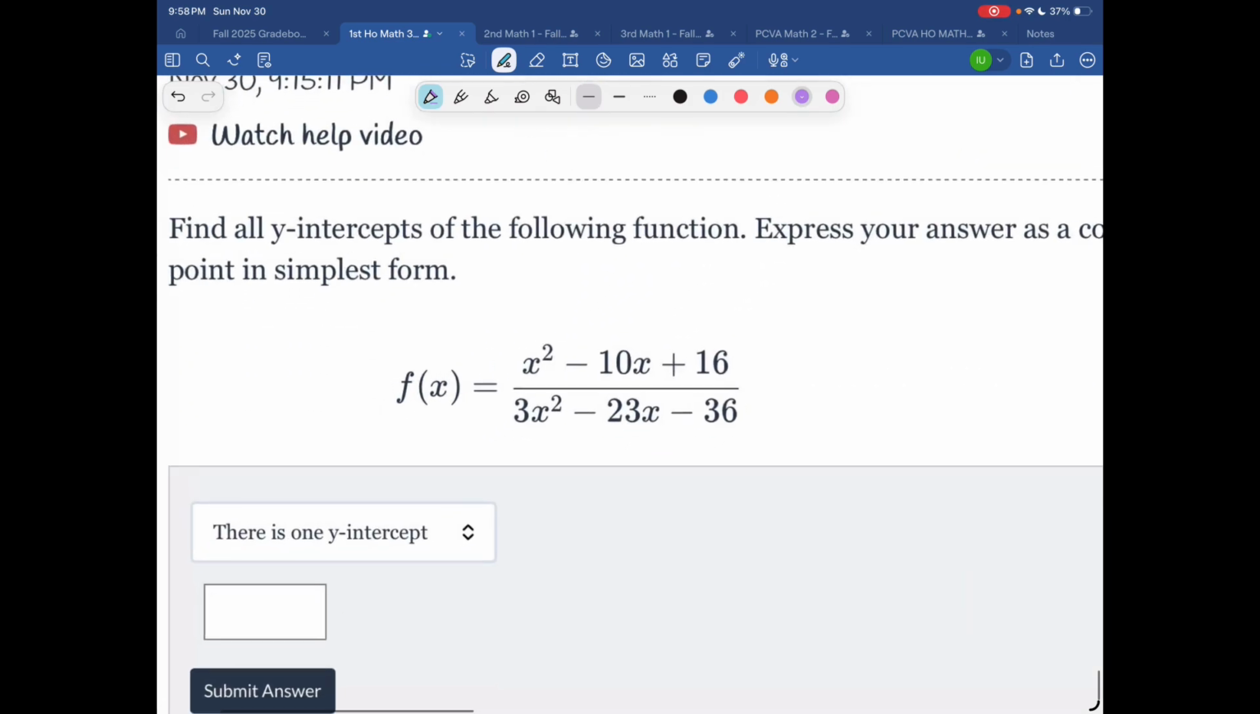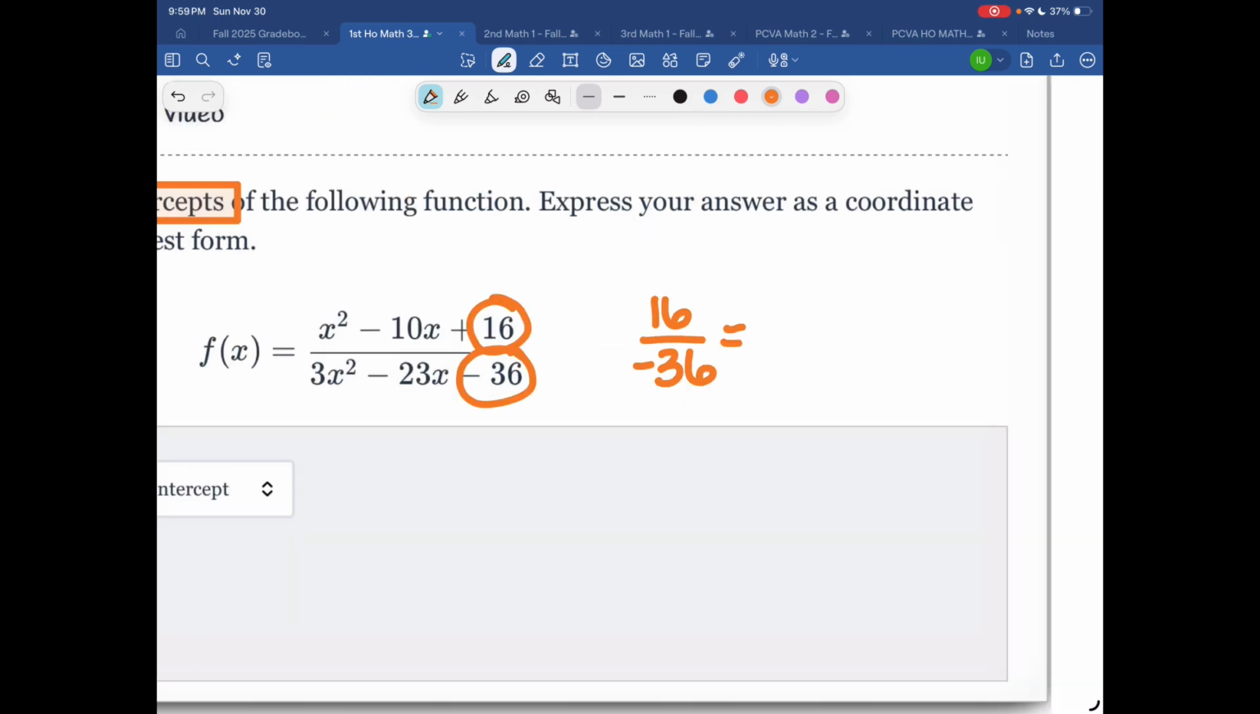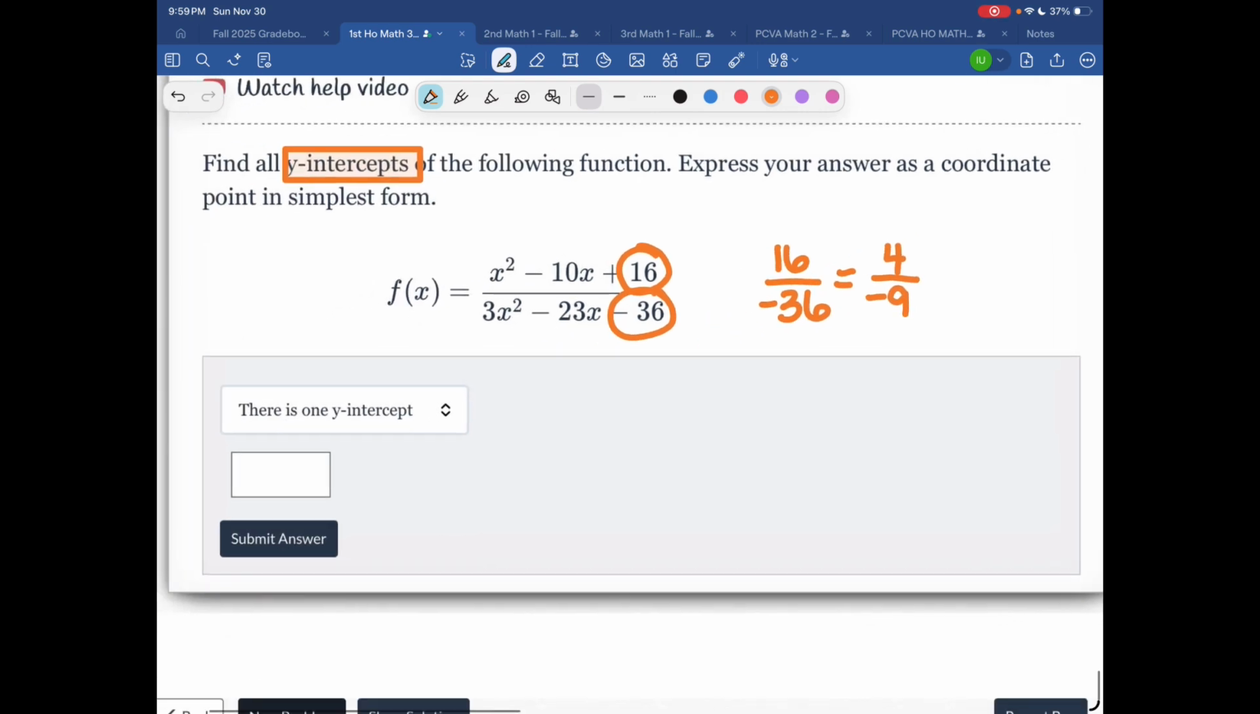All right, y-intercepts. So remember, the y-intercepts come from the constants, not the leading coefficients. So we have constants of 16 and negative 36. If we divide those, they're both divisible by 4, so that's going to be 4 and negative 9. So we know we have one y-intercept, and they want it expressed as a coordinate, so it would be (0, negative 4 over 9).